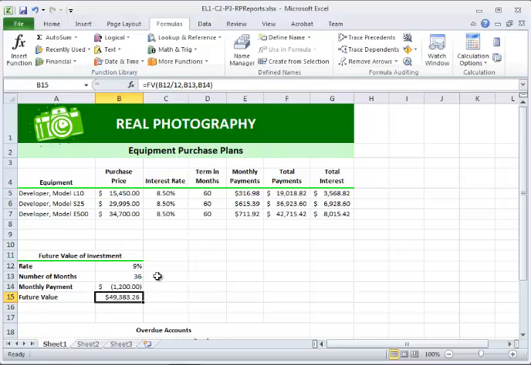So if you make a $1,200 deposit for 36 months, that's 3 years, with the 9% annual interest rate, that's the amount of money that you will get at the end of the period, so almost $50,000.